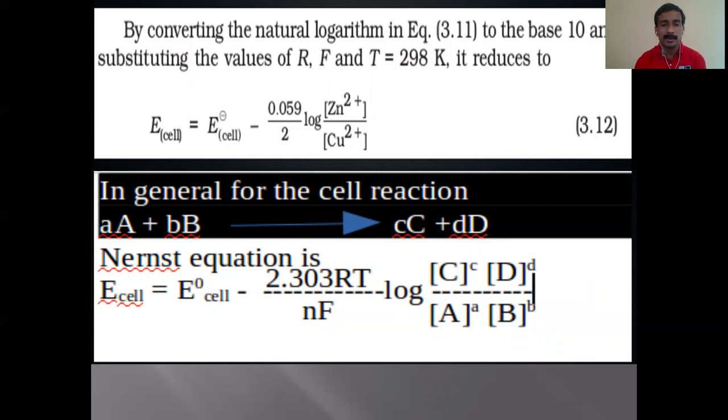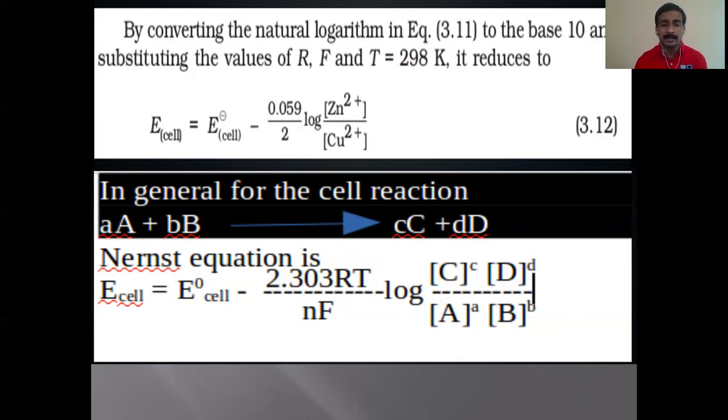Listen here, instead of 2.303 RT by F, 0.059 is given. How will you get 0.059? By substituting the values of R, F and T, where T is taken as 298 Kelvin. So at 298 Kelvin, if your calculations are at room temperature, then you can use this equation: E cell is equal to E0 cell minus 0.059 by 2 log concentration of Zn2+ by Cu2+.